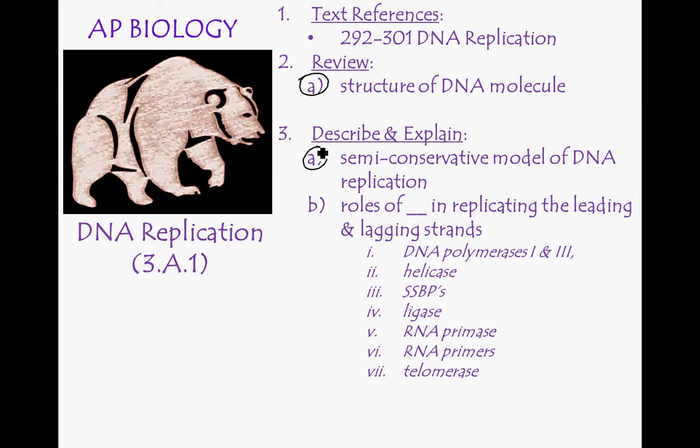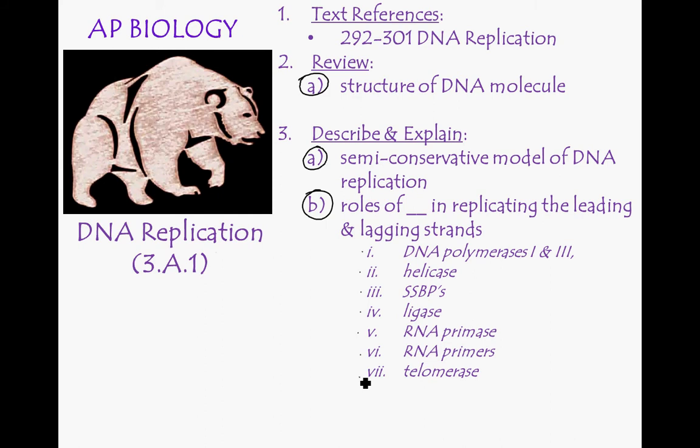We're going to be able to hopefully describe and explain the semiconservative model of DNA replication, and then be able to detail the specific roles of the following in how the leading and the lagging strands are replicated. We have several enzymes: DNA polymerases, helicase, and single-stranded binding proteins are involved in this. There's an enzyme called ligase. There's another enzyme, RNA primase. RNA primer is not an enzyme, but will play a role. And then there's an enzyme, telomerase, as well.